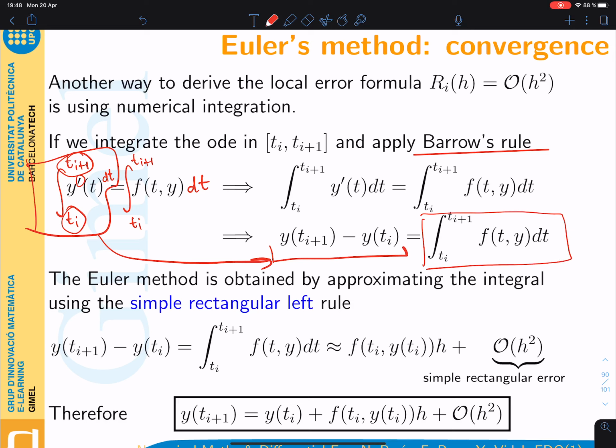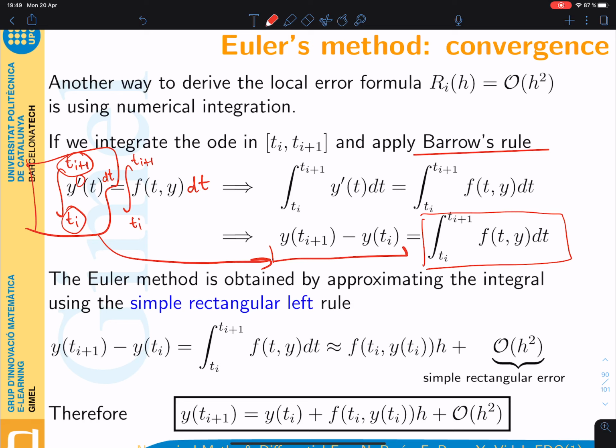Well, if this ODE was solvable analytically, then it would be possible to compute this integral exactly. When we say that we have an ODE that cannot be solved analytically, this means that this integral is not solvable analytically, so we need to use a numerical approach.